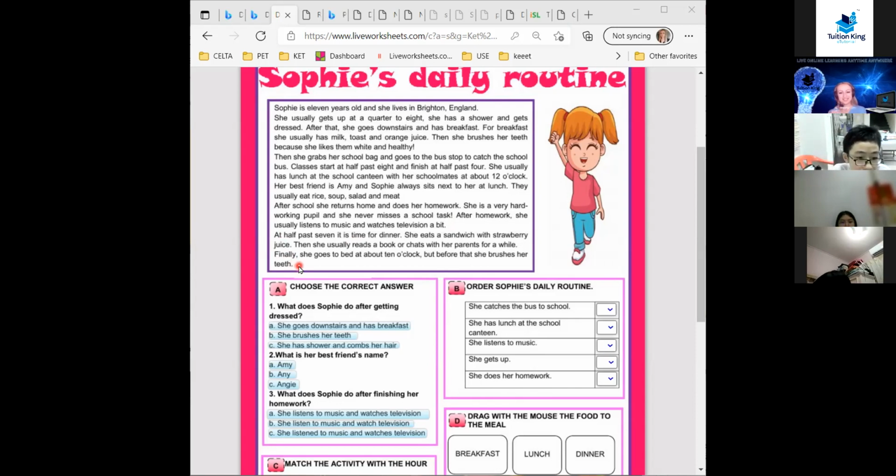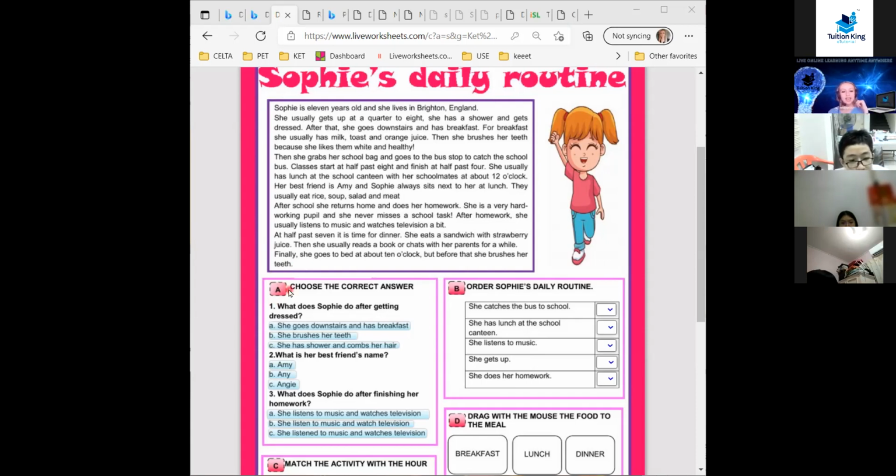At 7:30, it's time for dinner. She eats a sandwich with strawberry juice. Then she usually reads a book or chats with her parents for a while. Finally, she goes to bed at about 10 o'clock. But before that, she brushes her teeth. Perfect. All right. So we read the text about Sophie.